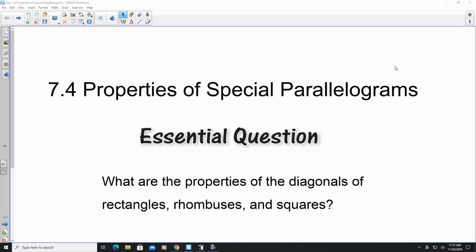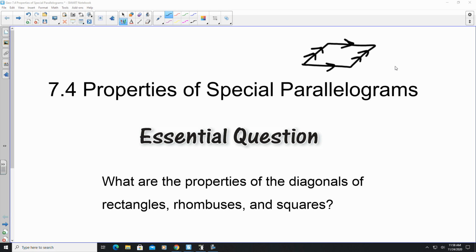In this lesson, we're going to be looking at section 7.4, where we're going to look at properties of special parallelograms. So what we've talked about in previous lessons is a parallelogram essentially is a quadrilateral that has two sets of parallel lines. So, we have our parallelogram here. These two sides are parallel, and these two sides are parallel.